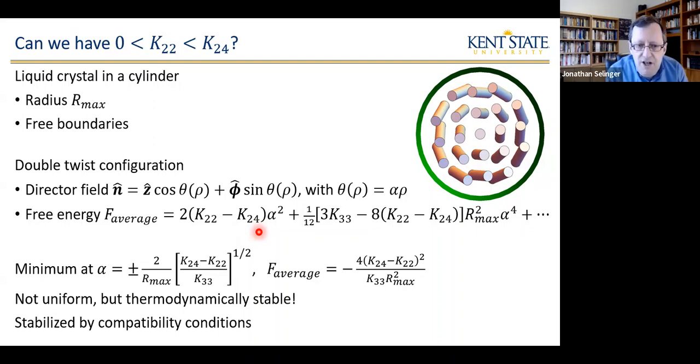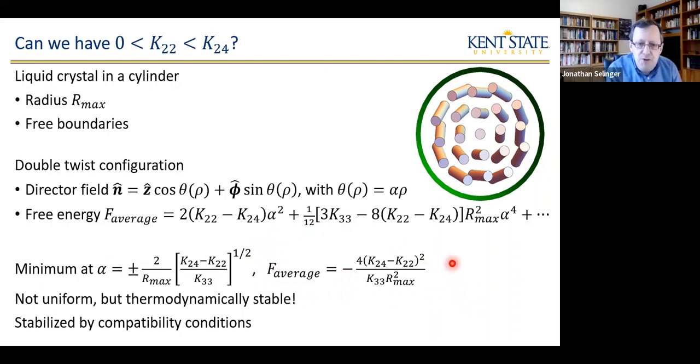It looks like when K22 is greater than K24, the minimum free energy has alpha equals 0. That is, it's a uniform configuration. And when K22 is less than K24, then the optimum value of alpha shifts away from 0 to be positive or negative to give a right or left-handed double twist. So this configuration is not uniform, but it is thermodynamically stable. The free energy is this finite negative number. It doesn't go to negative infinity.